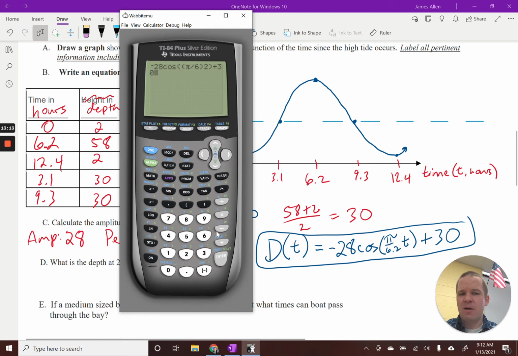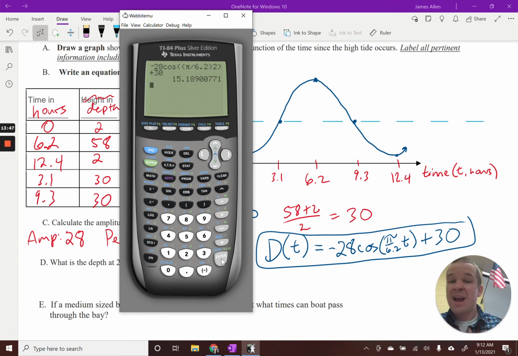All right, so I've got my emulator up here. I've got negative 28 cosine, and then pi over 6. I made a mistake there. It should be 6.2 times 2. I put that in parentheses there just because it's its own fraction. I don't have the fancy fraction feature here, so it makes me feel warm and fuzzy inside to have that grouped in parentheses. Not really necessary, but whatever. And then I got the plus 30. So we should be good here.